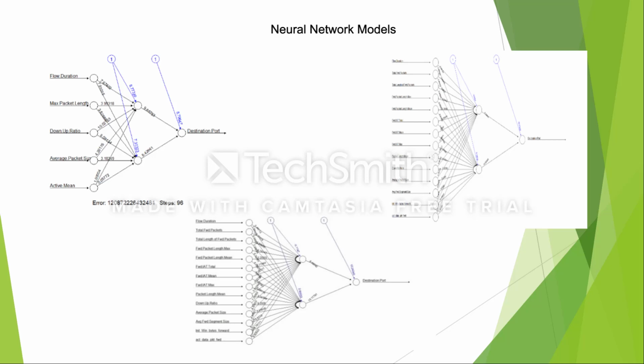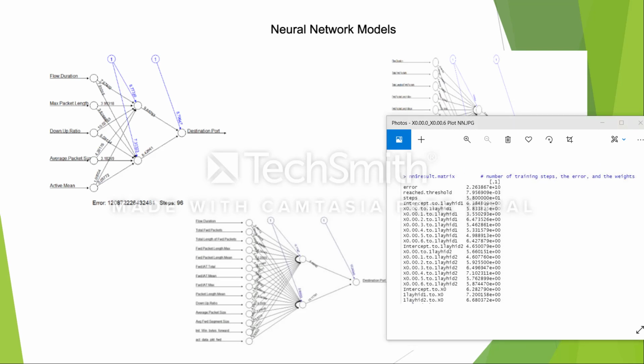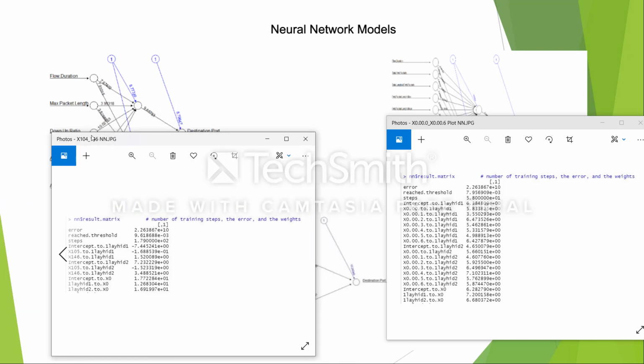A second predictive model I will be utilizing is neural network models, which will capture the relationship between variables and the primary variable themselves. Here I have examples of plots that have been generated from RStudio, as well as the standard errors, thresholds, and steps needed to create each model.